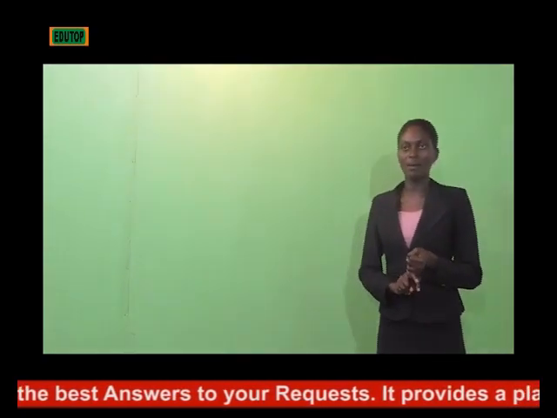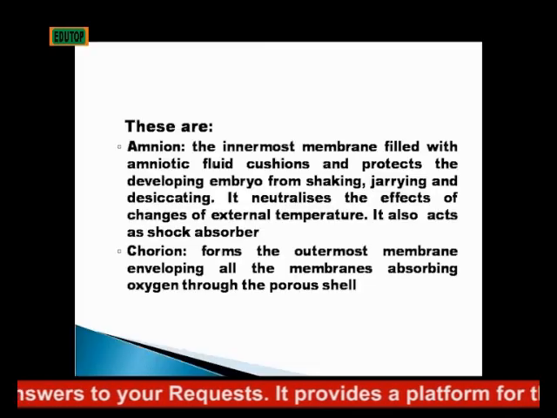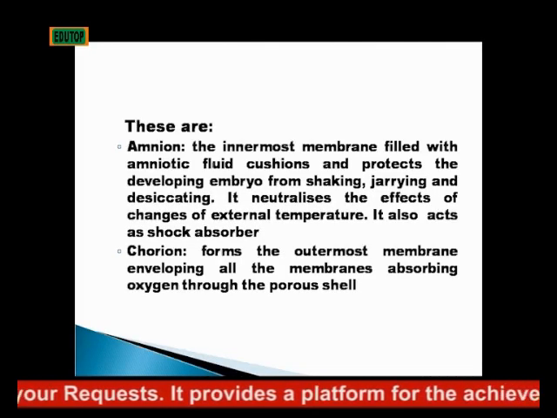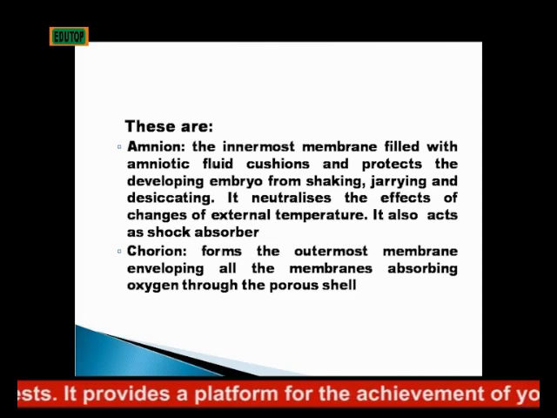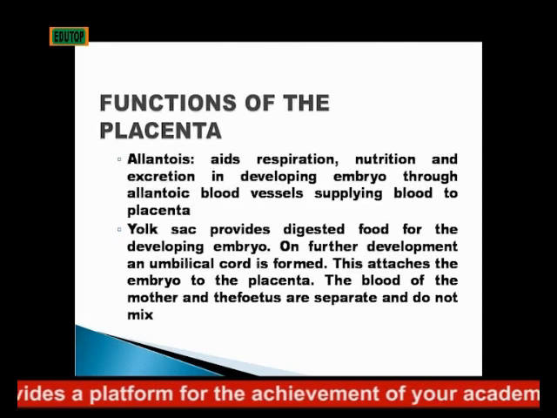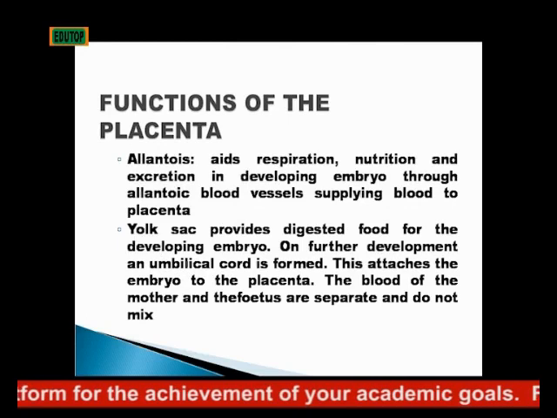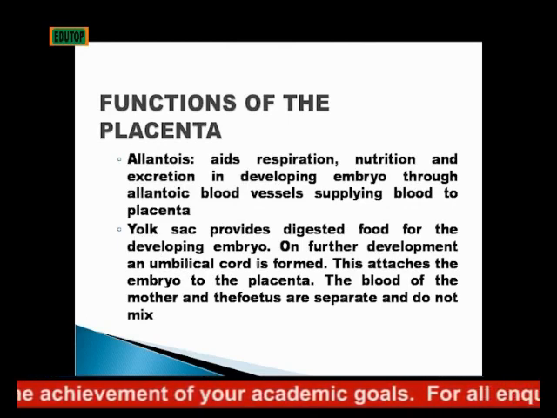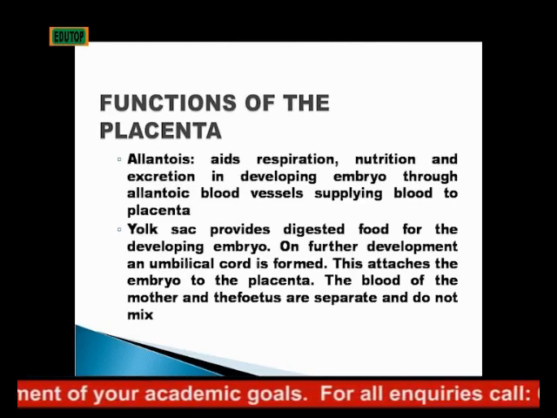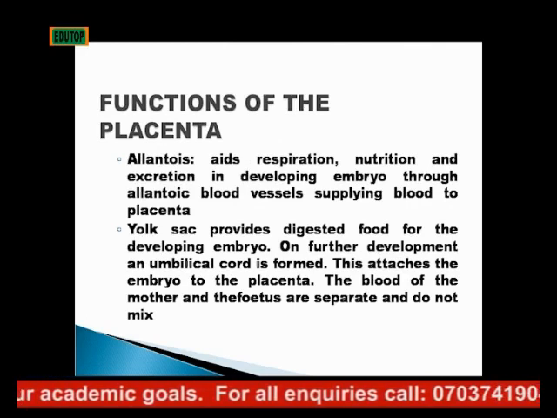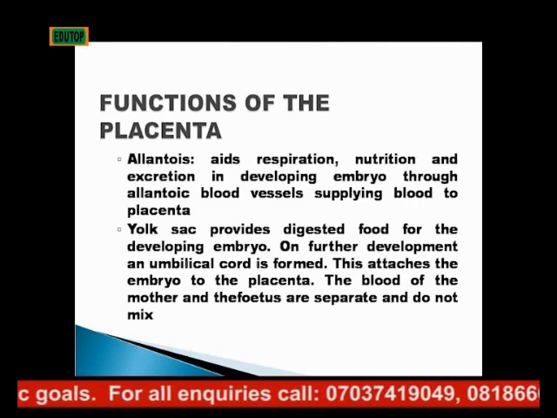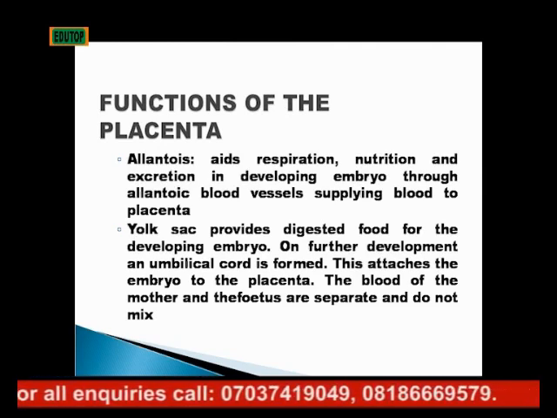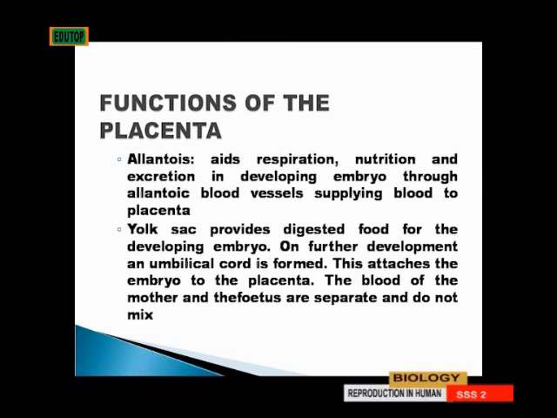Then the next embryonic membrane is the chorion. It forms the outermost membrane, enveloping all the membranes, absorbing oxygen through the porous shell. Then the allantois. The allantois aids respiration, nutrition, and excretion in the developing embryo through allantoic blood vessels, supplying blood to the placenta. The yolk sac provides digested food for the developing embryo. On further development, an umbilical cord is formed, and it's the umbilical cord that attaches the embryo to the placenta. The blood of the mother and the fetus are separate; they do not mix.